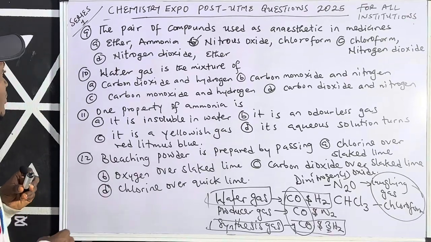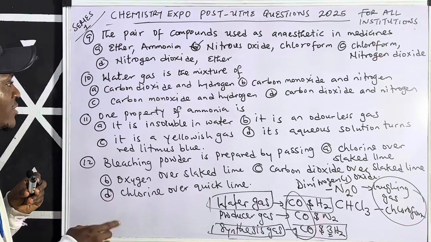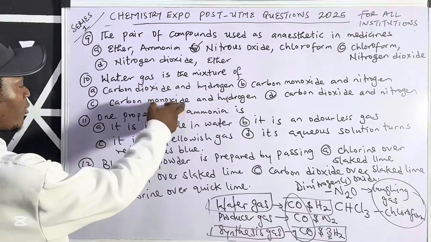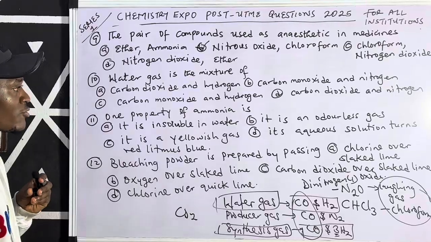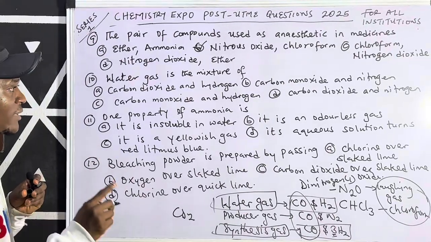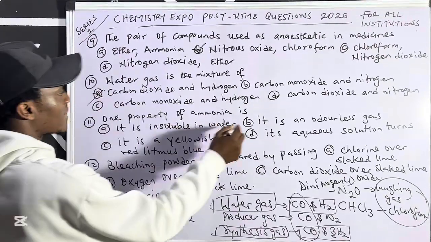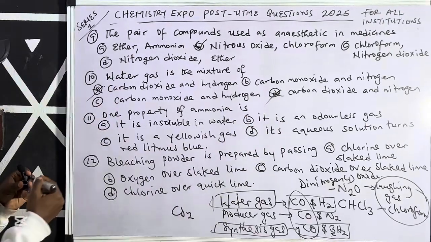Starting with option A, carbon dioxide and hydrogen is wrong. Why? Carbon dioxide simply means CO2, dioxide, which is wrong. So anyone that contains carbon dioxide should be wrong. So A contains it as well as D. So let's focus on the other two.